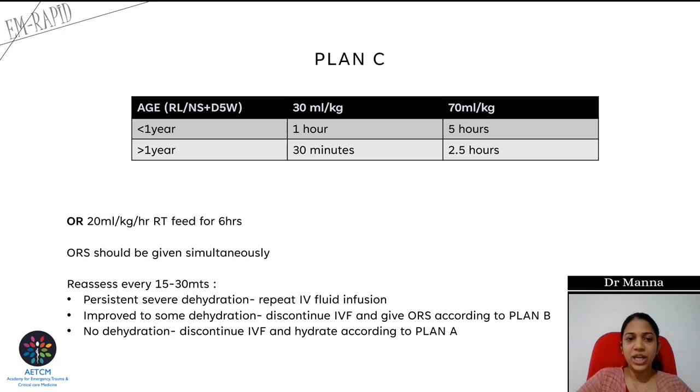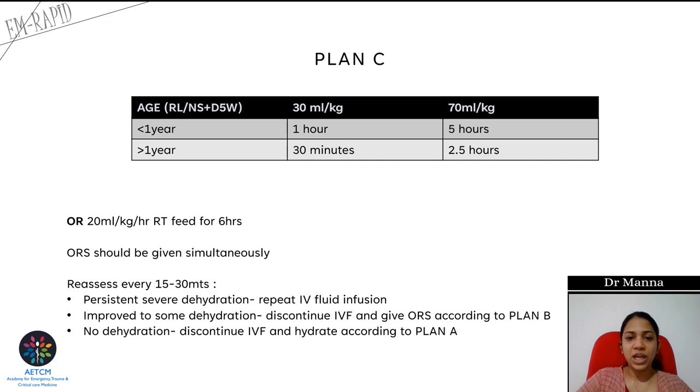So if a child is less than 1 year of age, we can give ringer lactate or normal saline with 5% dextrose. So in a child less than 1 year, we know that in plan C or in severe dehydration, the body has already lost more than 100 ml per kg of fluid. So in the first hour, we will have to replace 30 ml per kg, and in the next 5 hours we will have to replace 70 ml per kg in a child less than 1 year. And if the child is more than 1 year, we will have to correct 30 ml per kg in half an hour and 70 ml per kg in the next 2.5 hours.